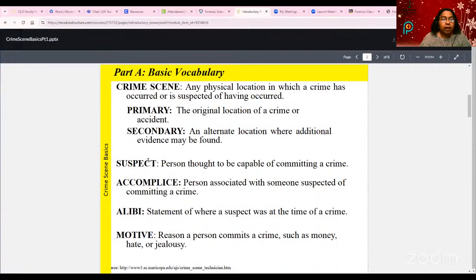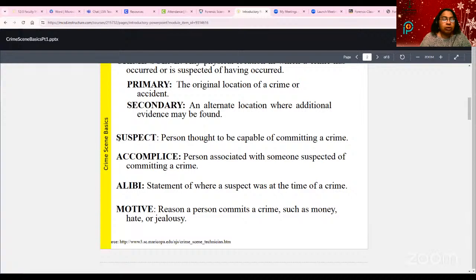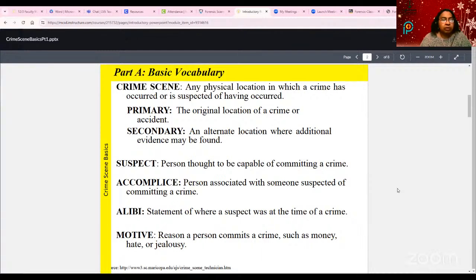All right, so know who the suspect is. That's the person you think did the crime. An accomplice, if they had help; alibis, a statement of where the suspect was at the time of the crime; and a motive. So those are the important ones. This slide right here, very important. Be able to identify where the crime scene is, who the suspects are, do they have an alibi, what is their story, and why did they do it.